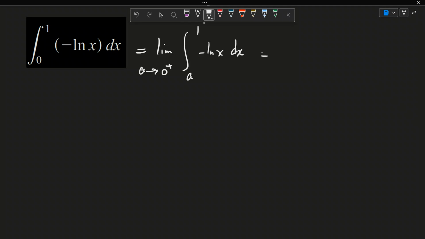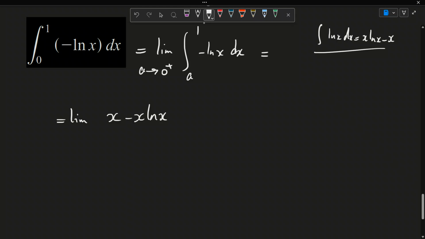For the integral of ln x, we know that we can use the by parts technique, and the integral of ln x is x ln x minus x. But here we don't want to write the by parts. However, we can easily check. If you differentiate the right-hand side, you get ln x. Now, since we have minus ln x, it is going to be x minus x ln x. Now, this is the limit of x minus x times ln x from a to 1 when a approaches 0 from the positive side.